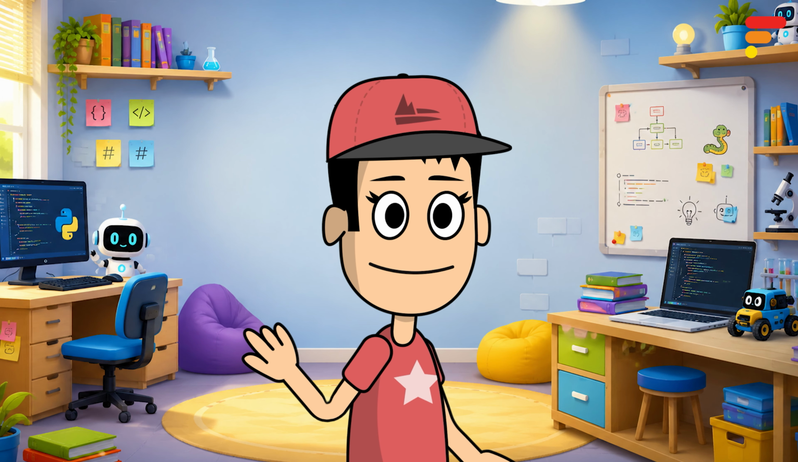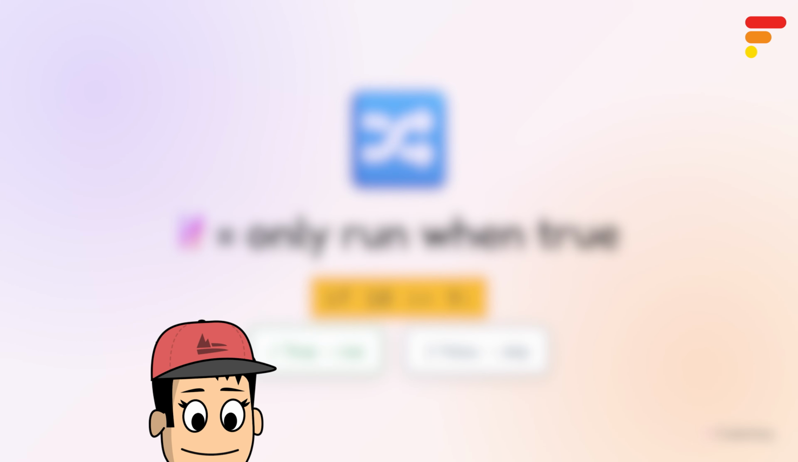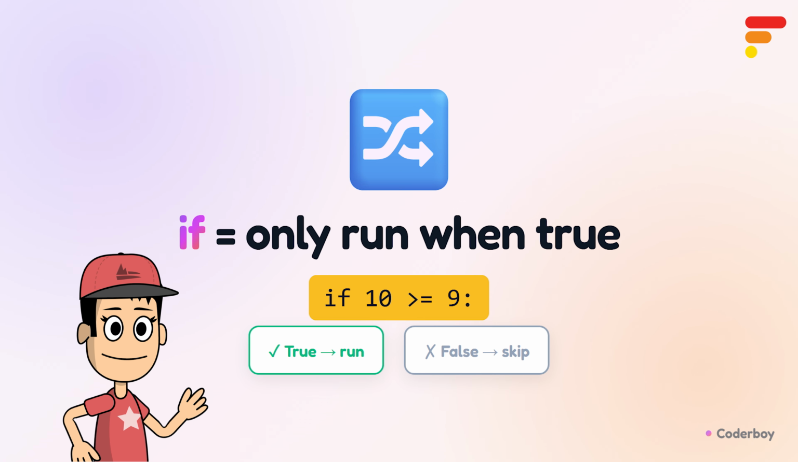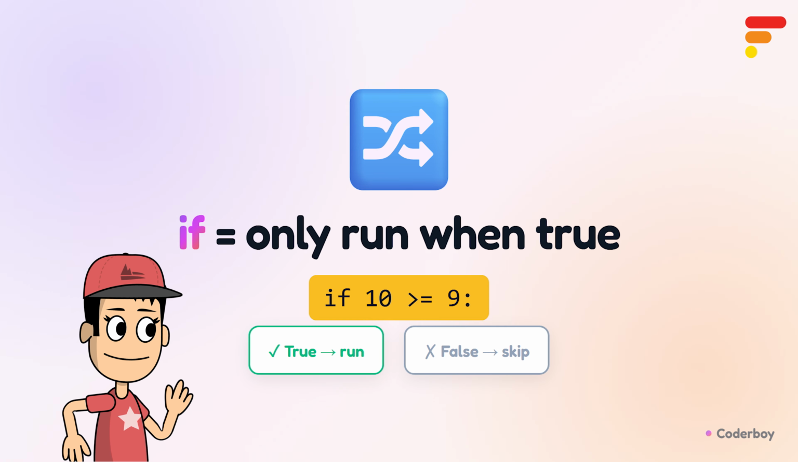Today, we will learn how to make decisions in our programs. To make decisions, Python uses something called an if statement. An if statement runs code only when a condition is true. If the condition is false, Python skips that code and moves on. Let's see how it works.